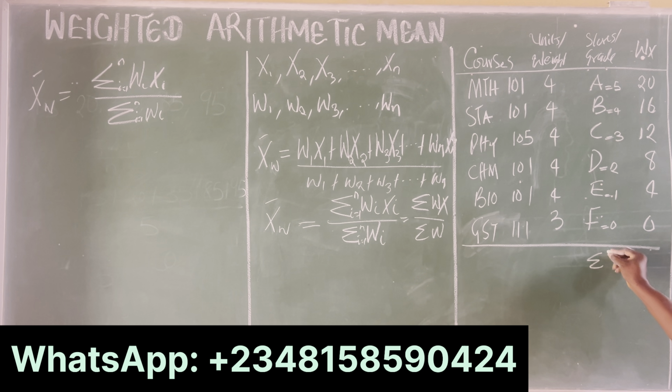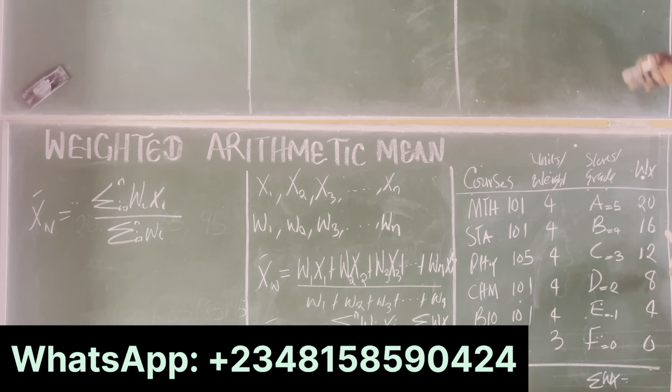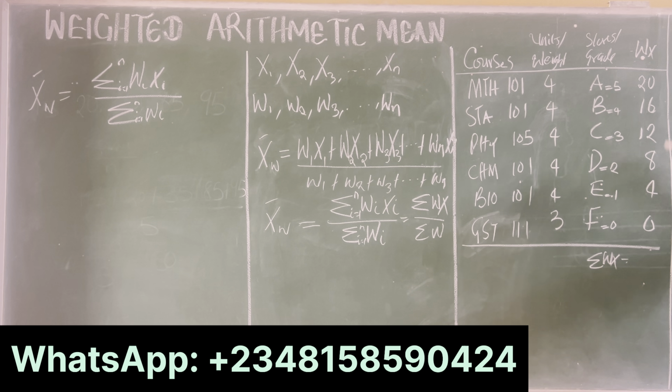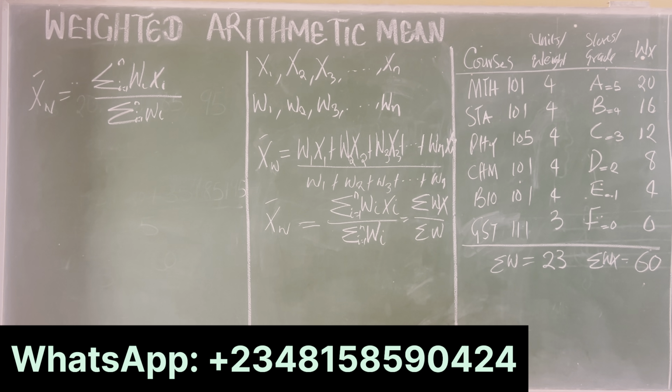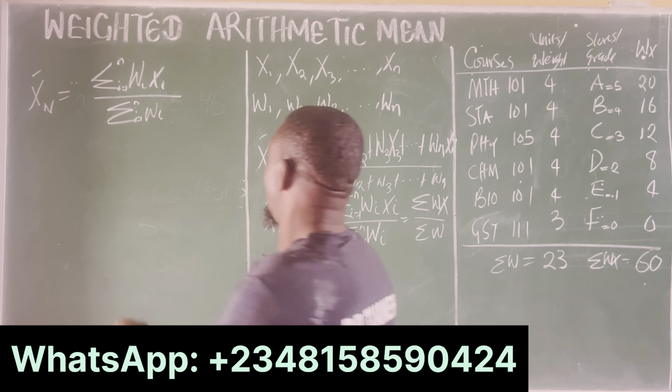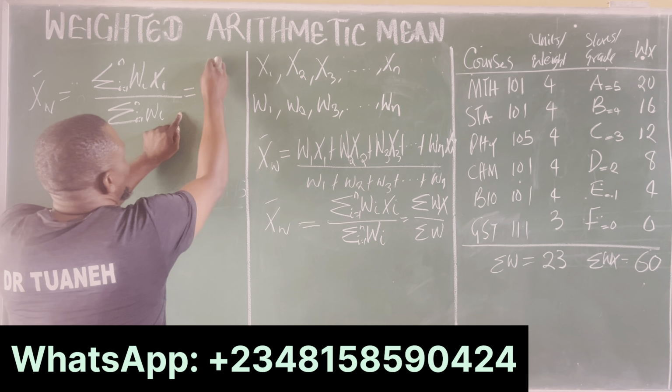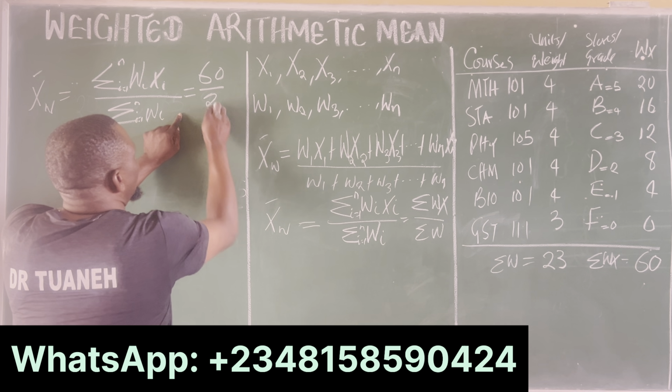So the summation of our Wx will be 20 plus 16 will be 36, 48, 56, and 60. So this is 60. And then the weights 4, 8, 12, 16, 20, 23. So this is 23, which is the summation of our W is equal to 23. So the next is to just substitute these values. And if we do that, this will be equal to exactly 60 all over 23.